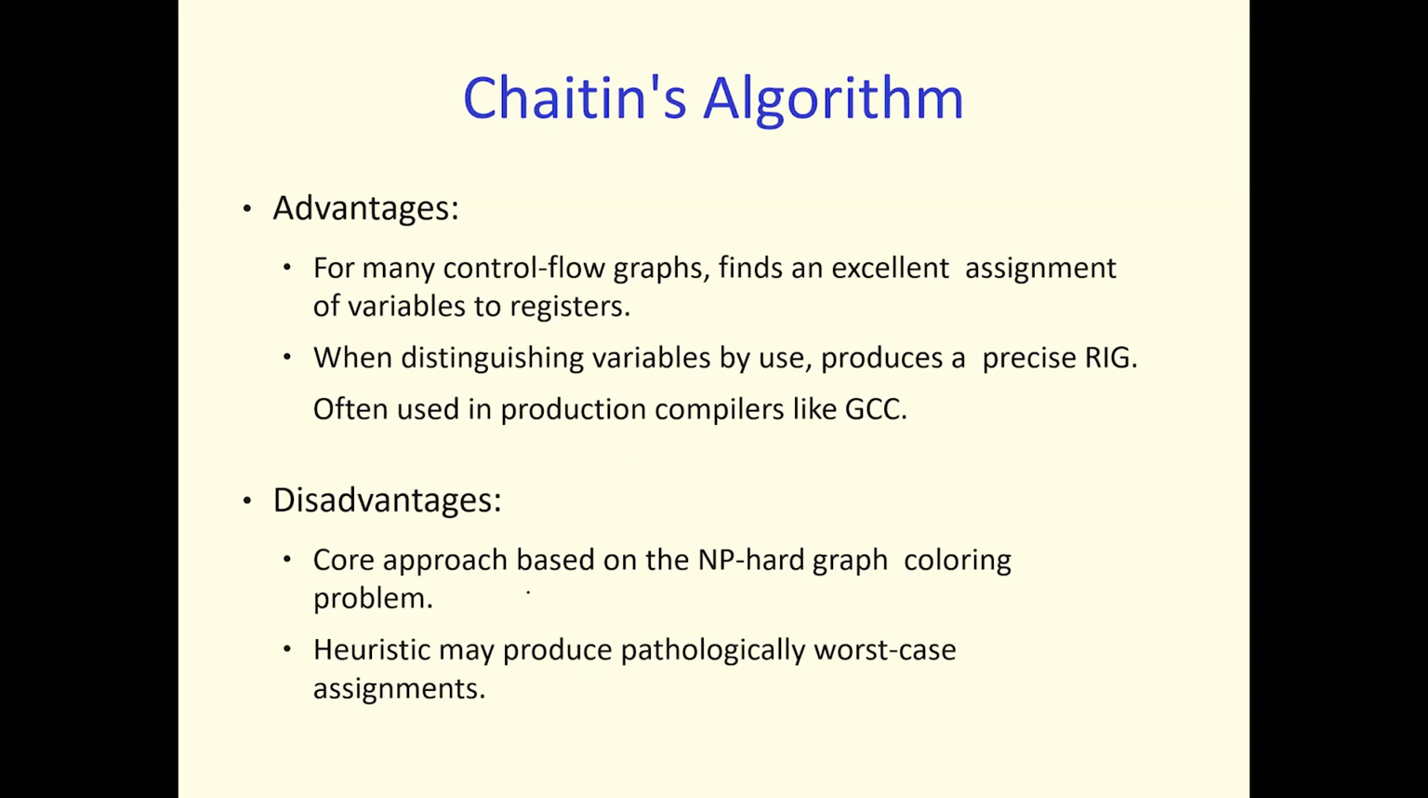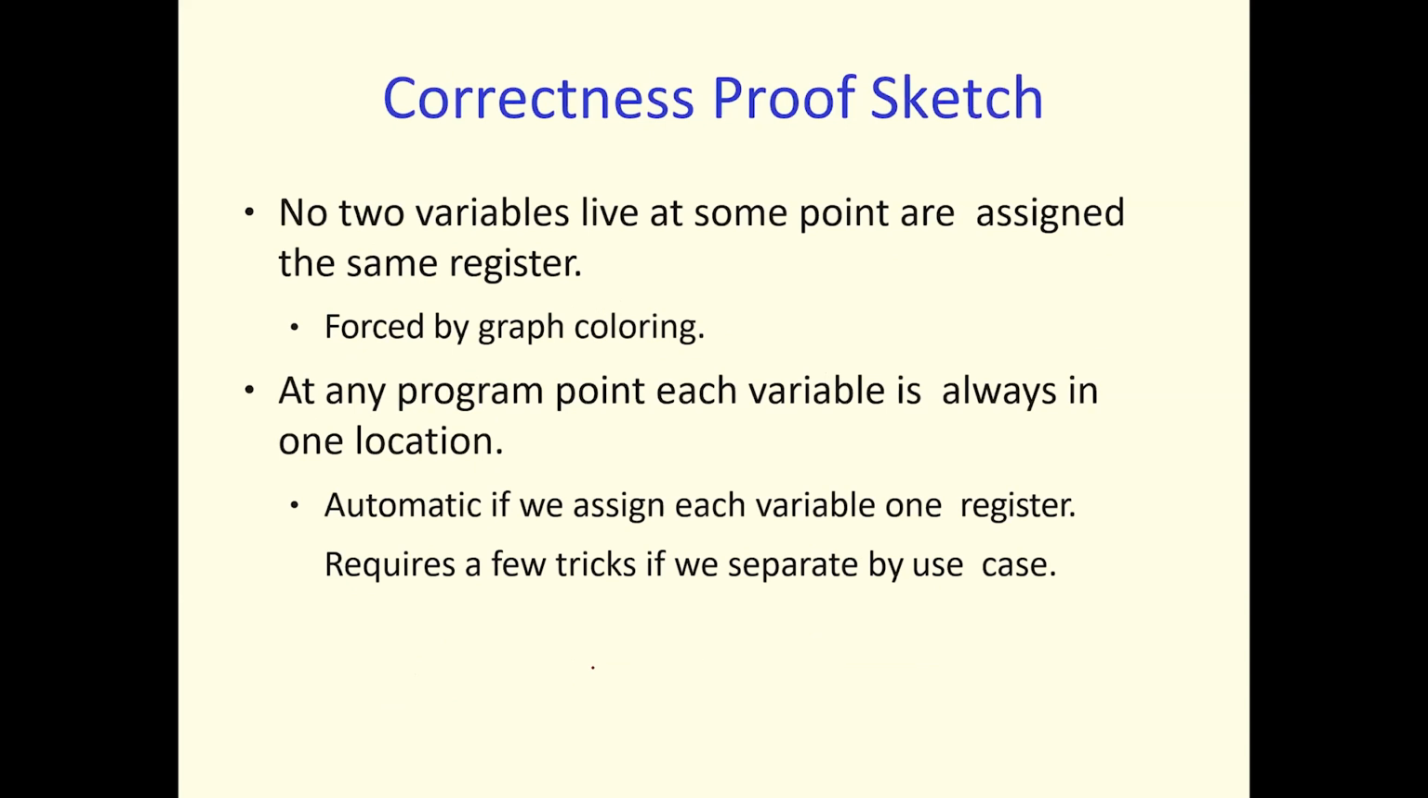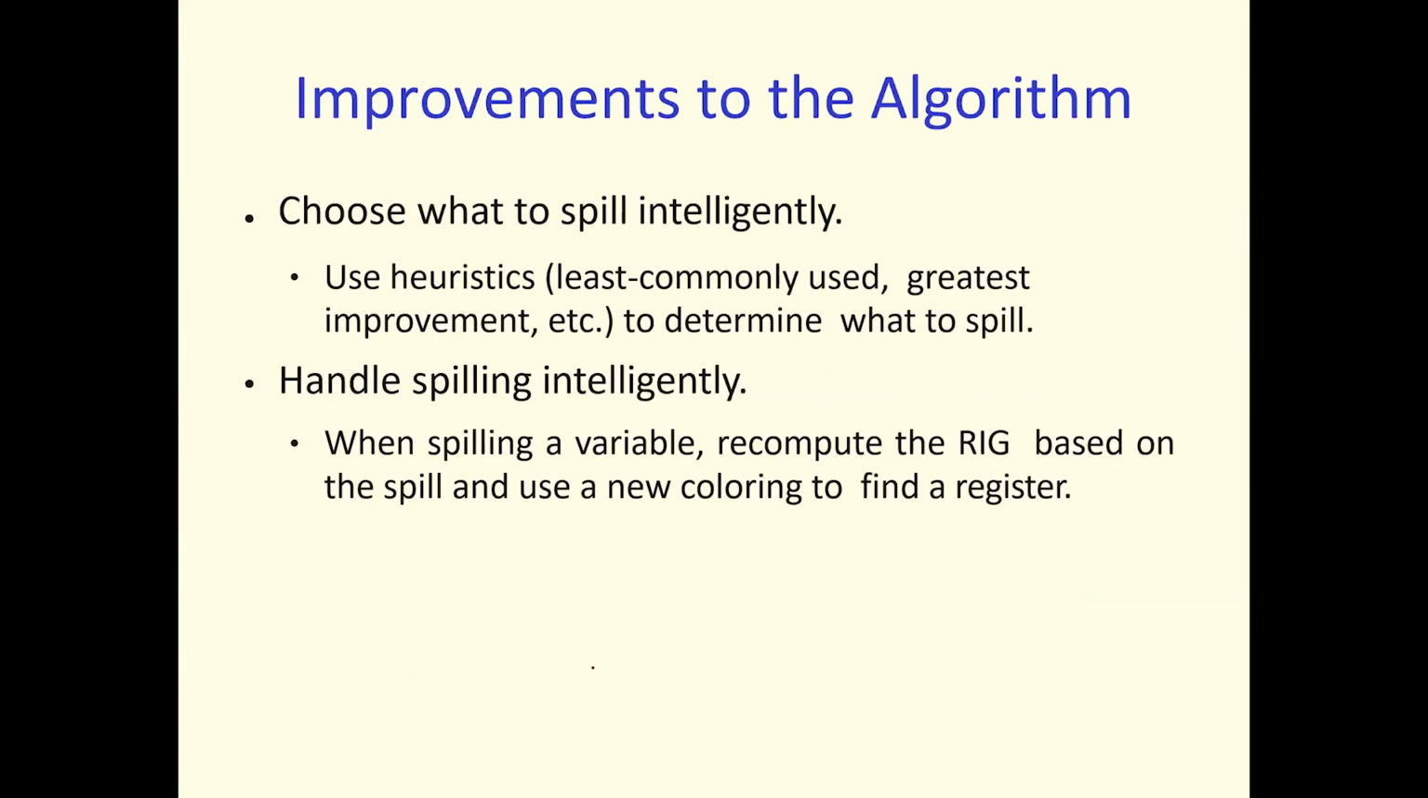Chaitin's disadvantage is that the core algorithm is NP-hard, but I don't think that's a big disadvantage in a compiler. There are many problems that are not even decidable, but we still use approximations. And again, we saw that depending on our heuristic, we might end up doing very bad assignments. But it is correct. I'm not going to go into that. You can quickly see that you will never assign the same register to two variables at the same time. You can do a lot of improvements.